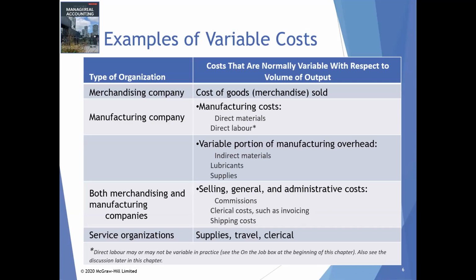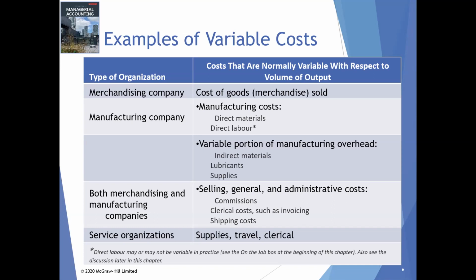Right. In manufacturing company, we see the direct material and direct labor. Direct material, how much material that we have put in, that will be considered as a variable cost. Right. So more materials, more will be the units produced. And direct labor, some of the direct labor will be considered as maybe fixed or some may be considered as variable, right? So direct labor may or may not be variable in practice. Variable portion of the manufacturing overhead as well.